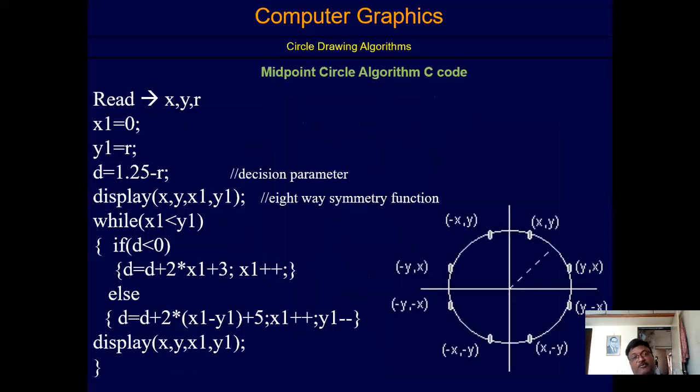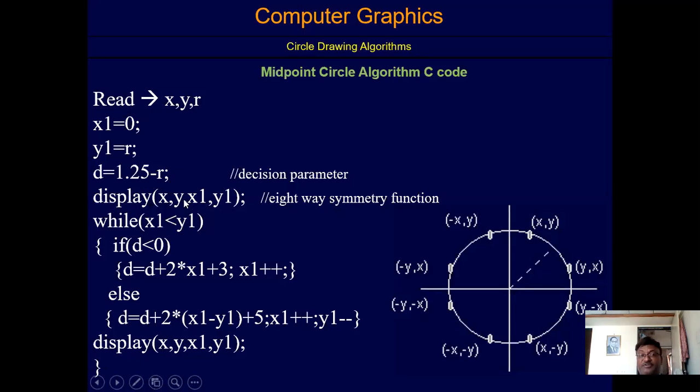Now, in programming way, how we are going to write this algorithm? See, read x, y, r. So what is the x, y, r? That is the center of the circle and r is the radius. X1 is equal to 0, y1 is equal to r, you have to place. Calculate decision parameter, which one? D is equal to 1.25 minus r. Okay. Now, pass in the display function.